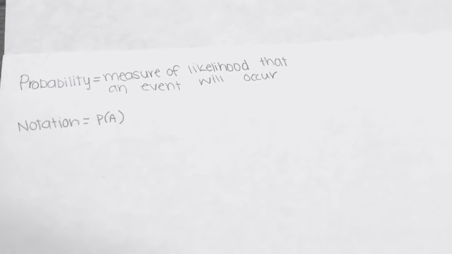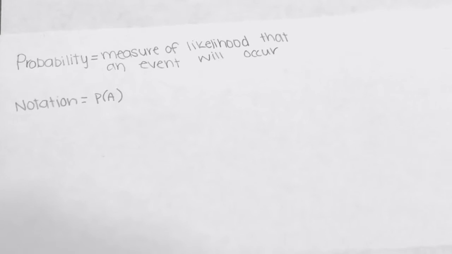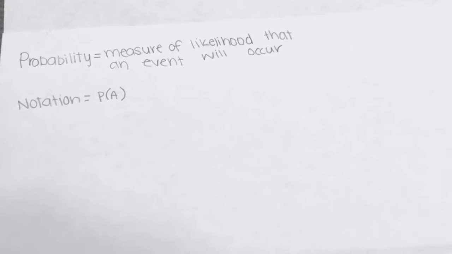Probability is the measure of likelihood that an event will occur, and the notation that we use for probability is P of A, with A being the event. Probability is calculated using theoretical probability, which is P of A equals the number of favorable outcomes over the total number of outcomes. In this case, for probability, outcomes are equal to choices.